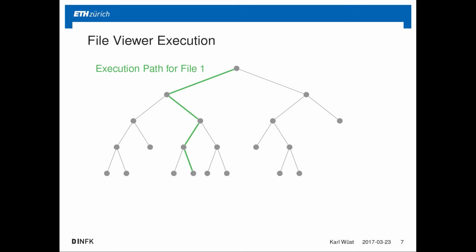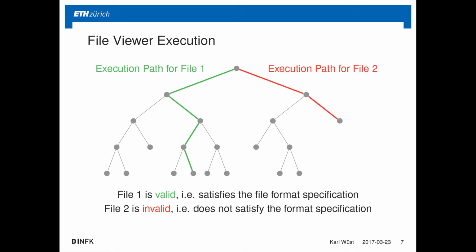And for a different file, if you have an invalid file that we get as input, we might take a different path. So let's say at the first conditional, we continue on the right path, and then we have another check, and there we again continue to the right path, and then here the image viewer will display an error message, and the file will not open.